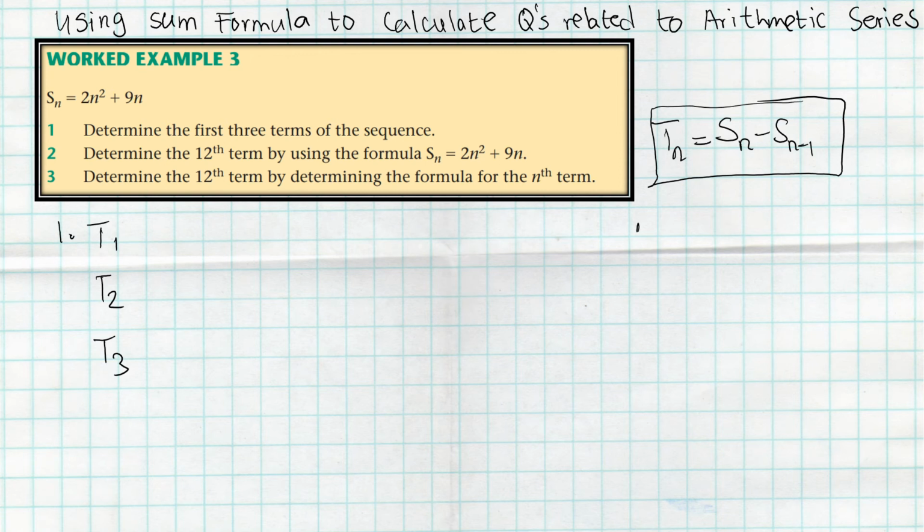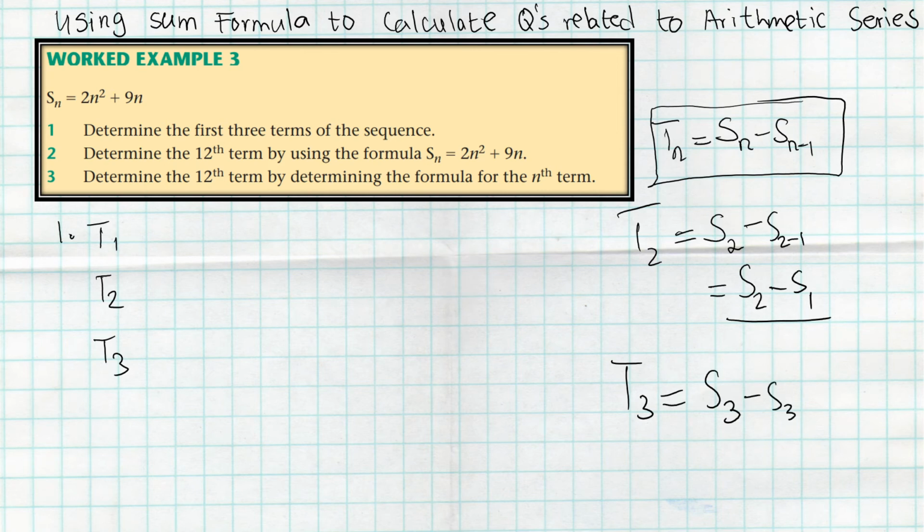For example, if I want term number 2, we know that this will be the same as S2 minus S2 minus 1, and if I simplify, this is S2 minus S1. If I need term number 3, it's going to be S3 minus S2. So you can see the trend in which we can calculate the terms if we are given the sum formula.